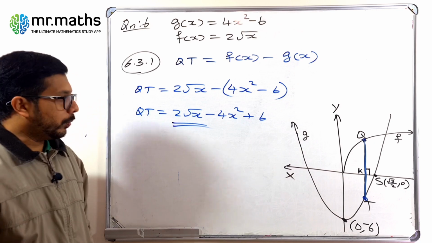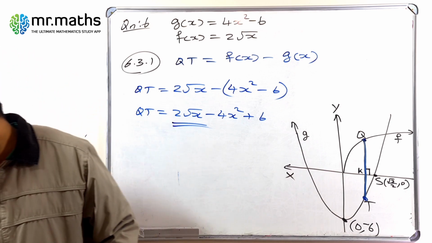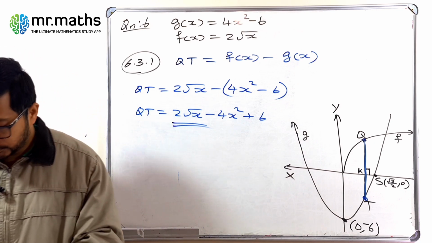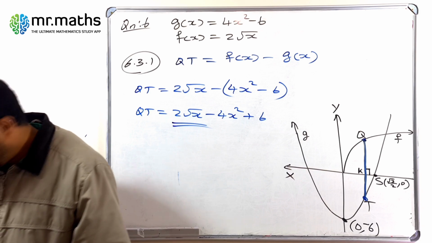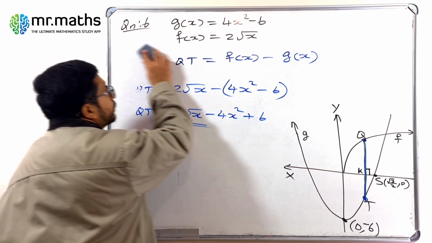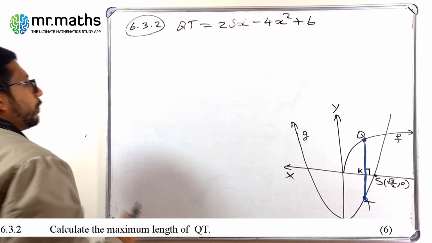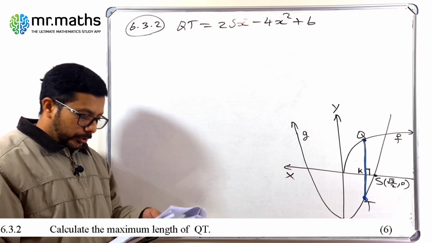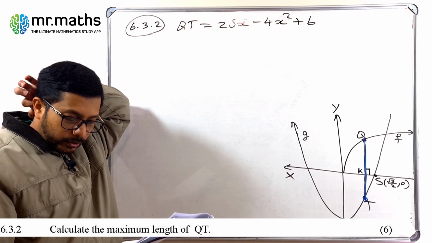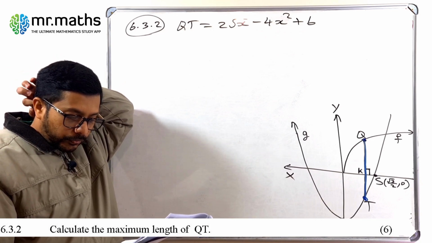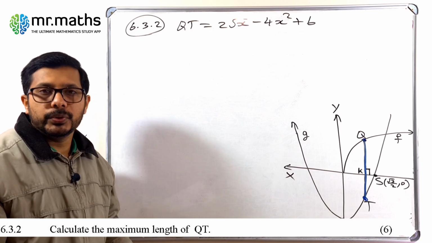Now next question, last question, 6.3.2. So let me erase this one. Now, what is the next question? 6.3.2. Calculate the maximum length of QT. You have to find the maximum length of QT.